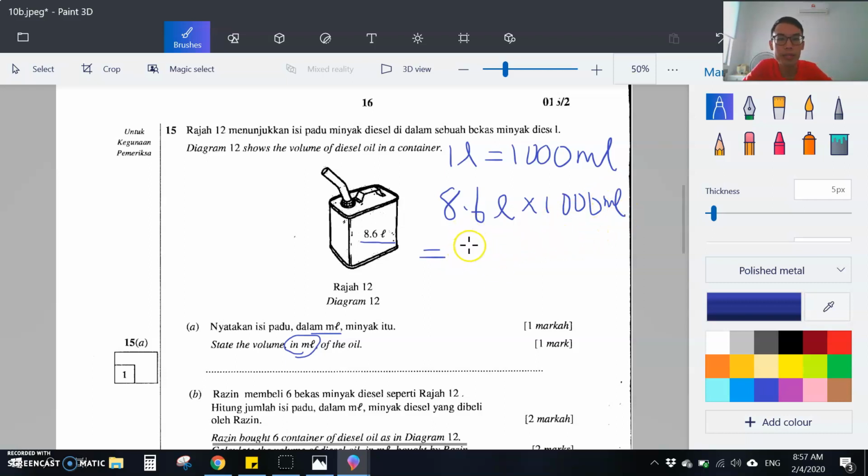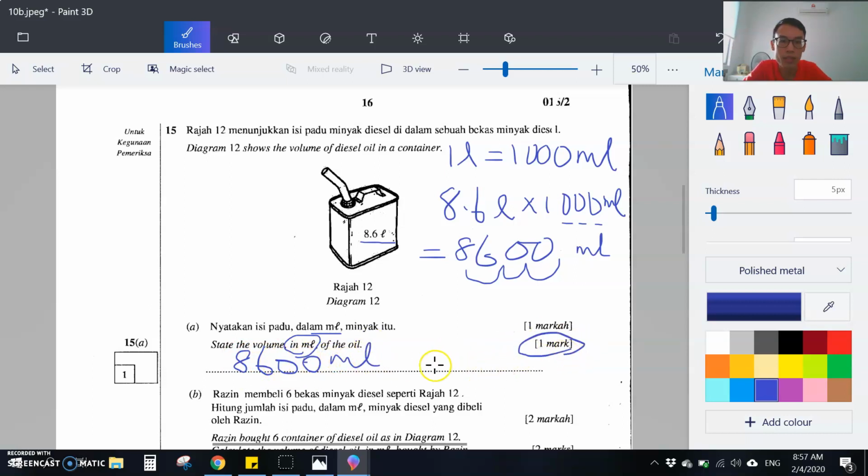So how do you times 1000? You move the decimal point. 8.6 and then you move 3 times because 3 zeros. 3 kosong gerak 3 kali. 1, 2, 3. So ml. So the dot is no longer here, it's now here. Then you can erase it. Okay, so the answer is 8600 ml. This is only 1 mark, so you can straight away write the answer. Boleh terus tulis jawapan. Tak perlu tunjuk langkah pun tak apa. Okay, you just write the correct answer with the unit ml.